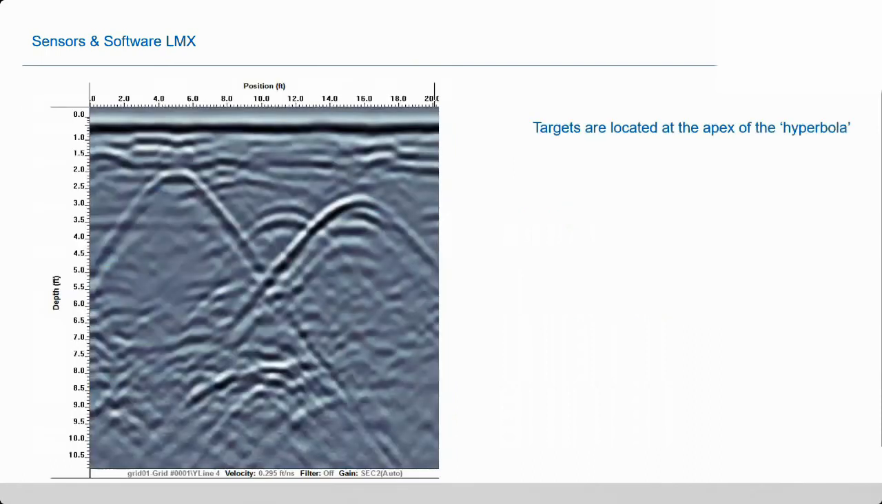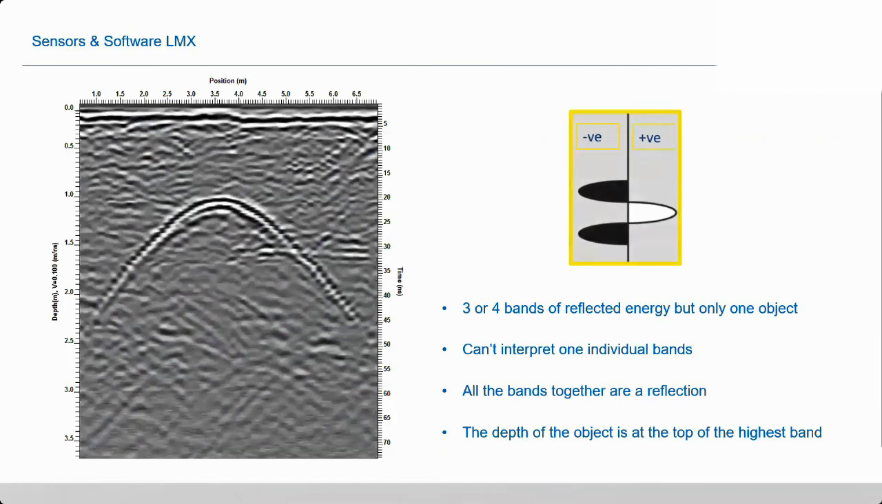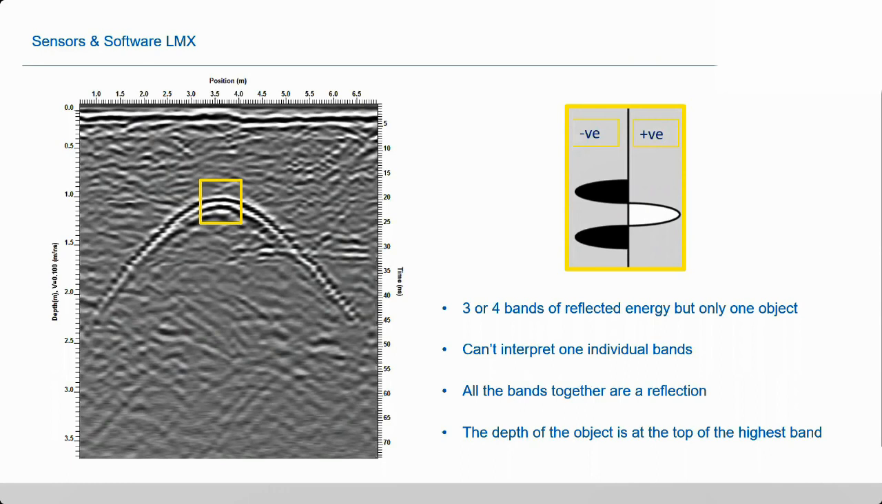Now, the targets are located at the apex of these hyperbolas. So we've got three hyperbolas here, and the target is located at the top of them. Now, the reflection itself is made of 3 or 4 bands of energy, but it's only one object. We can't interpret the individual bands. Together, they're all one reflection. And the depth of the object is at the top of the highest band.